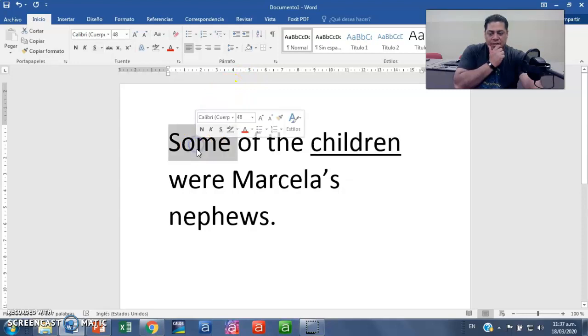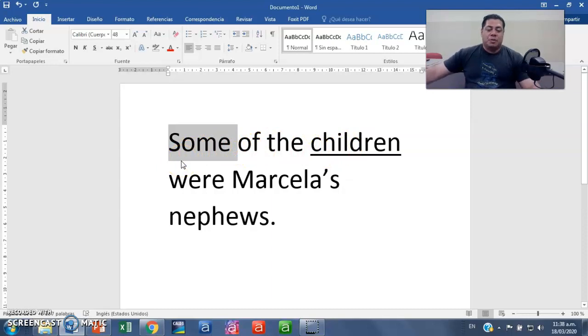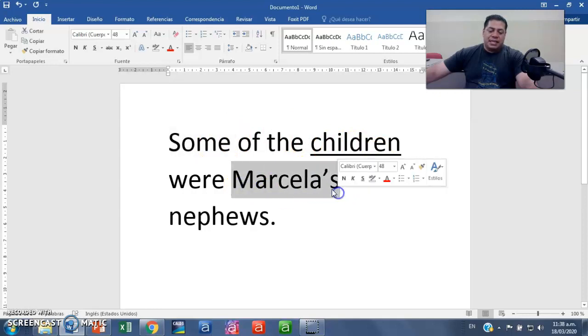Then, some is not a noun. See, this is why I tell you that we must first identify the nouns. Because if we start assigning roles at the same moment that we find the words, we are going to end up classifying things that are not nouns. Because some is the subject for this sentence, but some is not a noun. Some is a pronoun. Now, here we have Marcela's, yes, the possessive case, more properly called in grammar the genitive case.